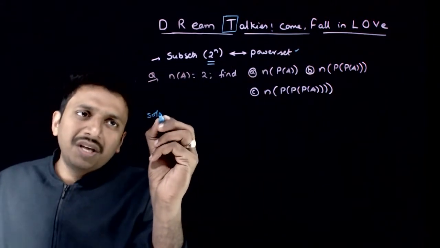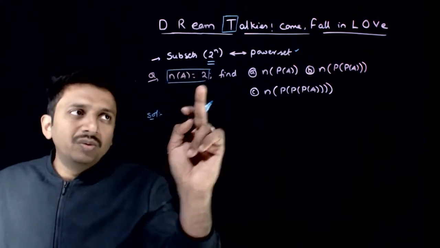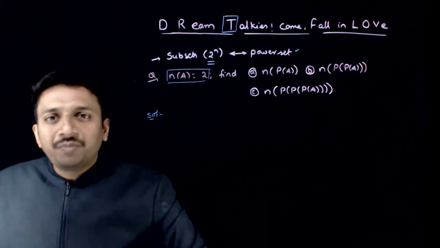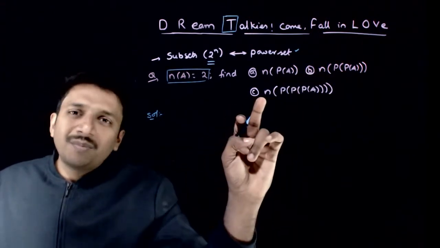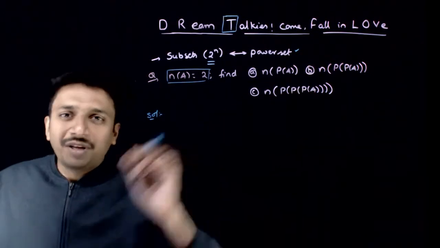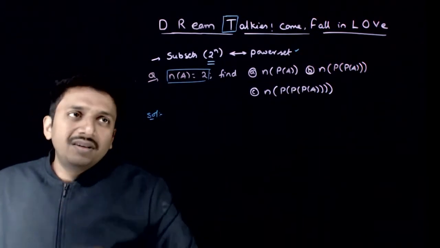So in this question you are given that the number of elements in A is 2. What is the number of elements in P of A? Let us try to analyze this.